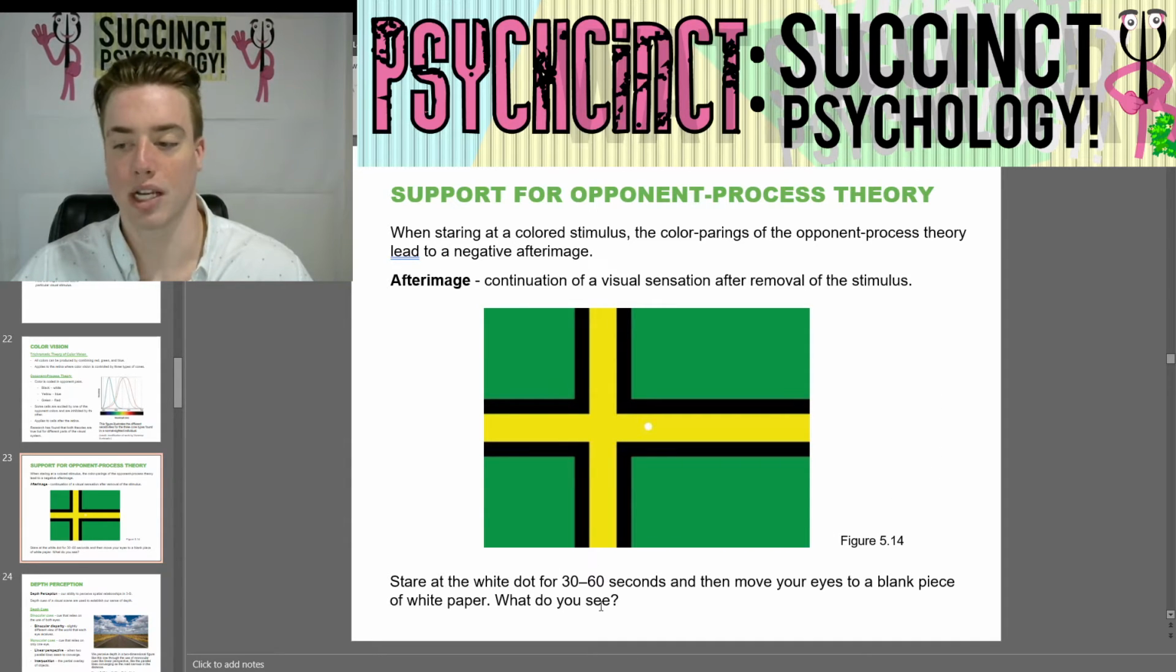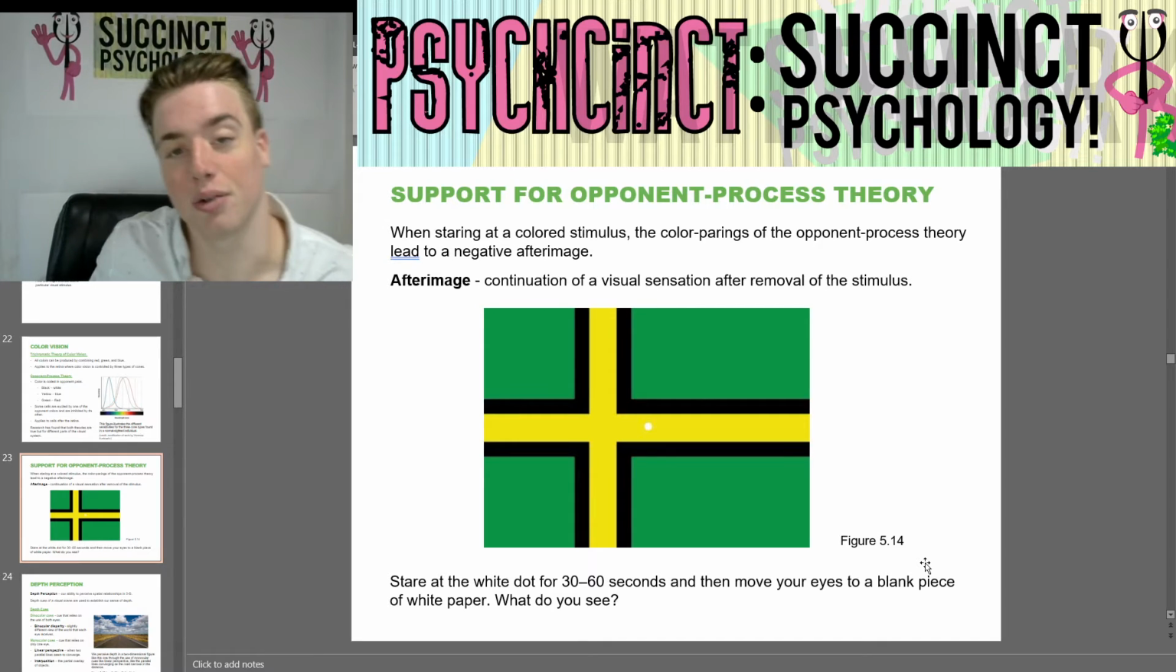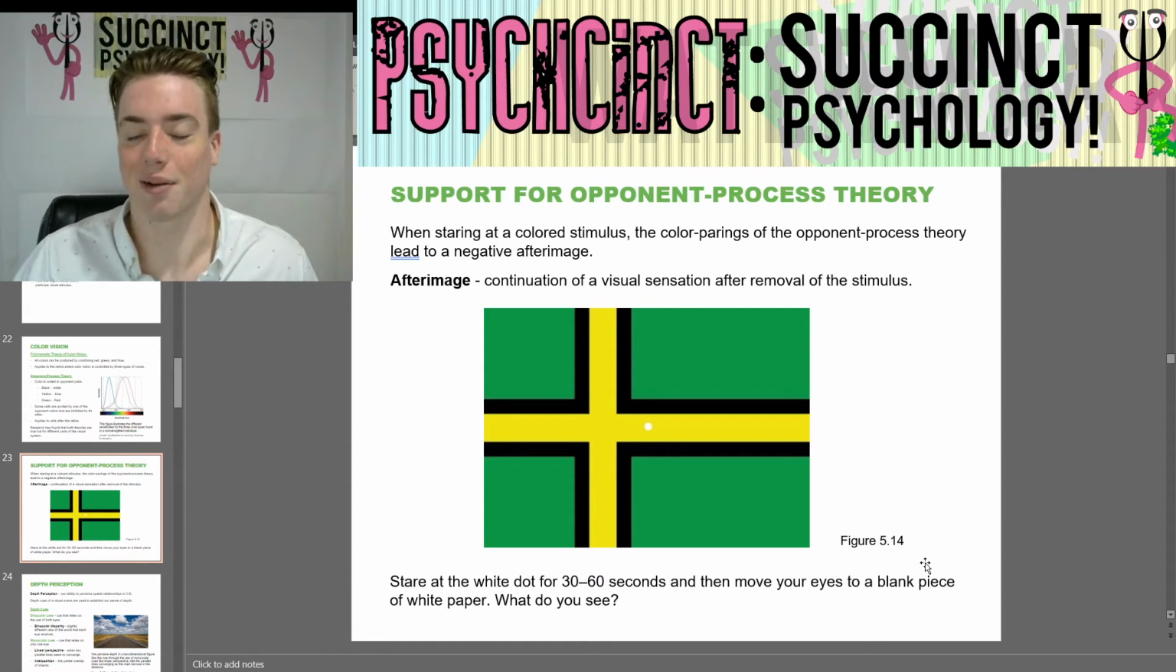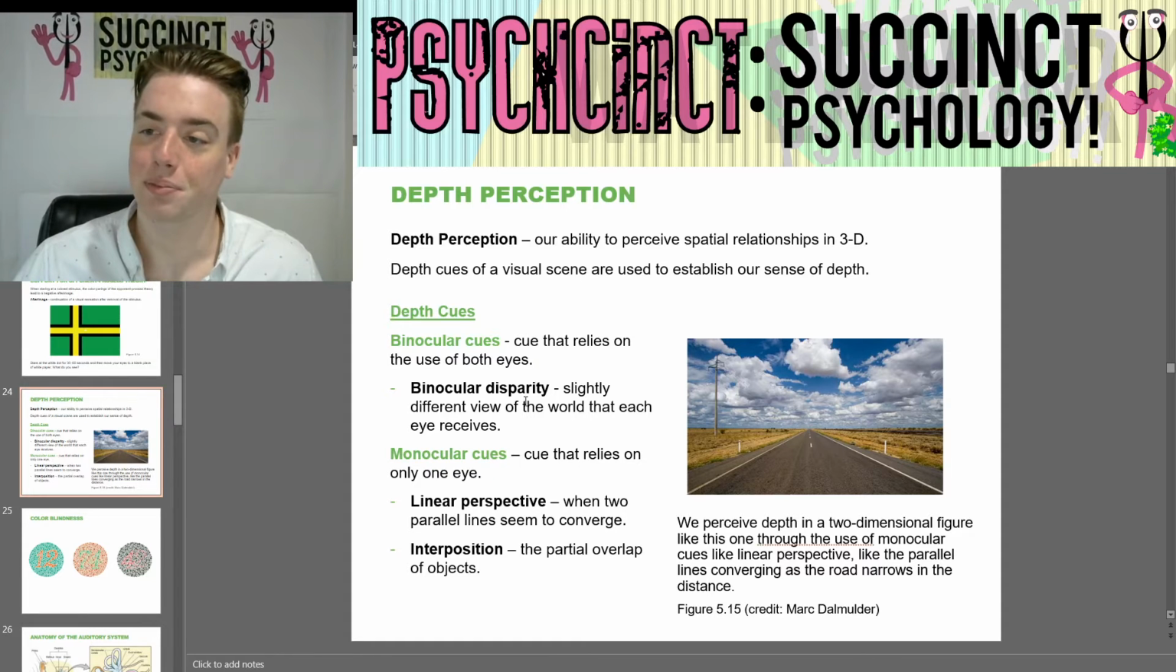So, stare at the white dot, this little fun thing you can do. Stare at the white dot for 30 to 60 seconds, and then move your eyes to a blank piece of white paper. What do you see? If you want, you can leave in the comments what you see. I didn't do it myself, and I'm not going to because I don't want to just be staring for 30 seconds to a minute. But if you're interested, you can do that.